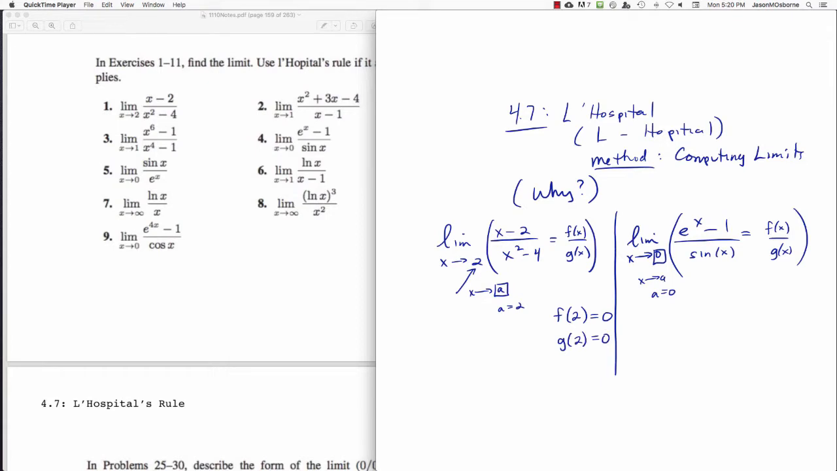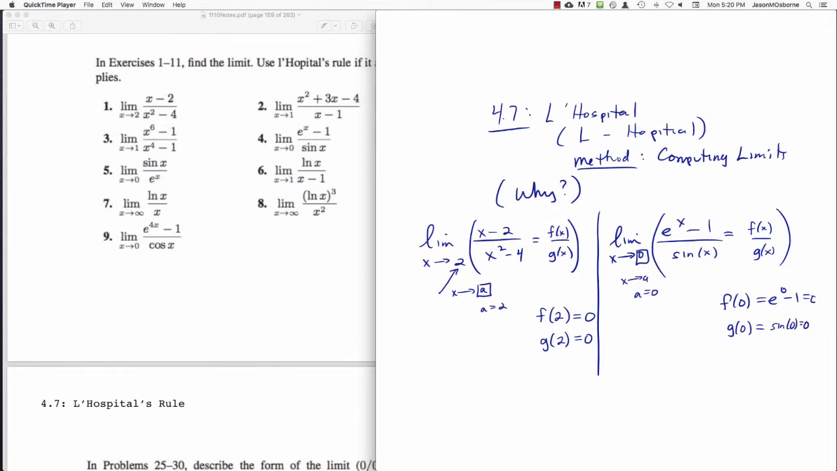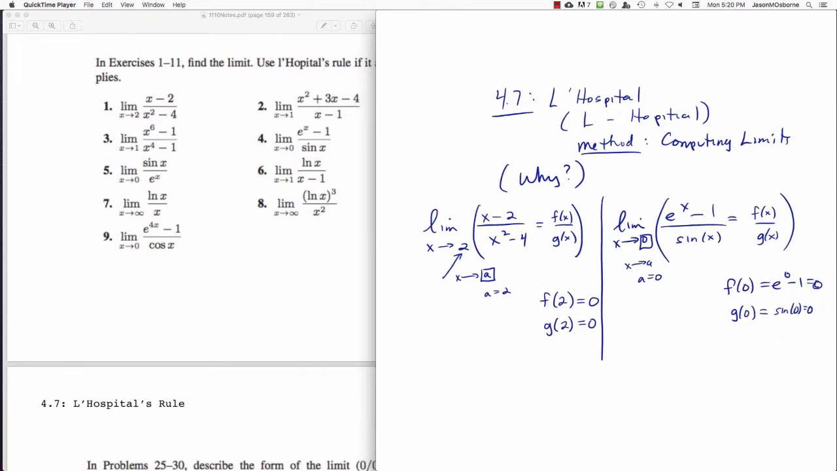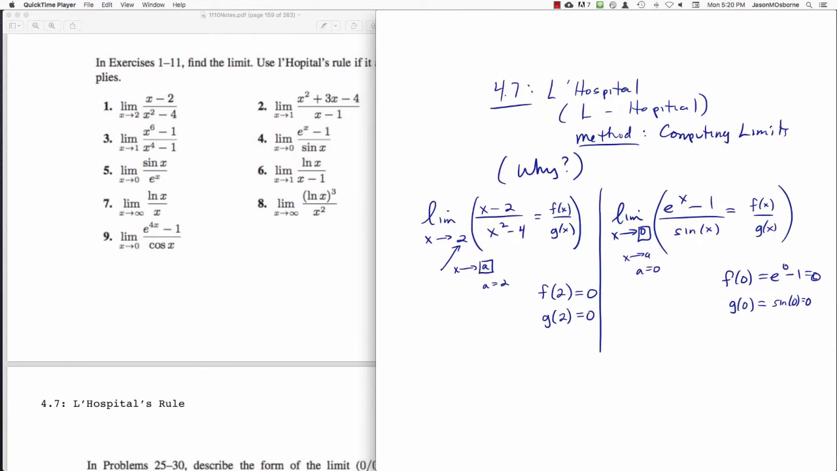And on the problem on the right-hand side, evaluate the function at 0. You get e to the 0 minus 1, which is 0. And the denominator evaluated at 0 is the sine evaluated at 0, which is also 0. So what we're seeing here is that if we plug in the values, we're getting something called 0 over 0, which is something that we really have to think hard about.